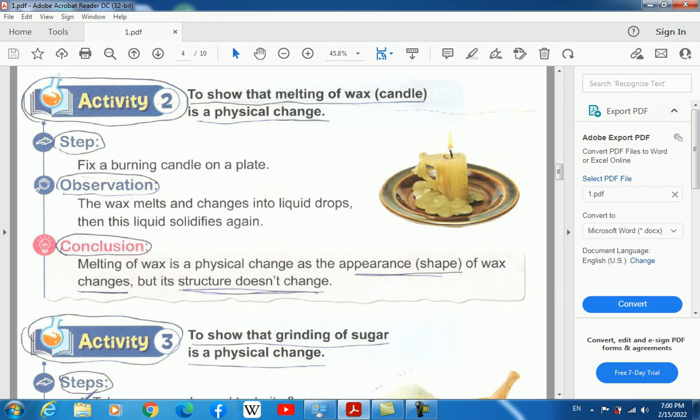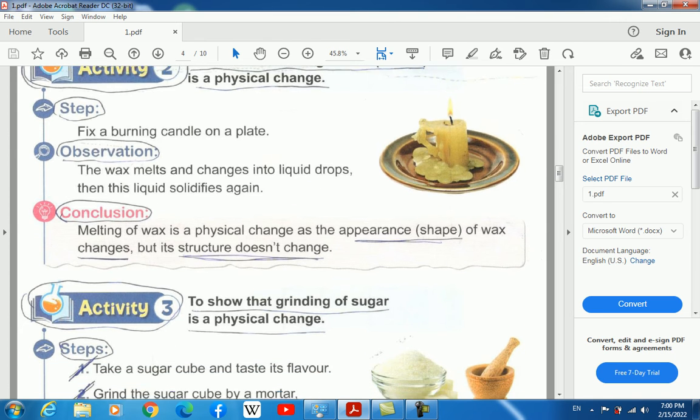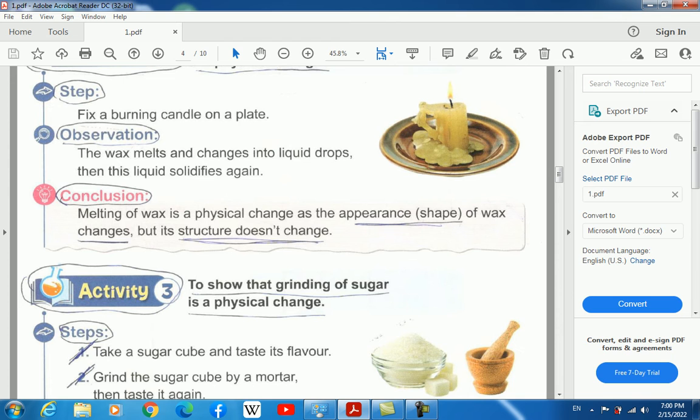Let's do another activity. Activity 2, this time to show that melting of wax, which is a candle, is a physical change. So, what are the steps? Just one step. Fix a burning candle on a plate. What will happen? The wax melts, and what happens else? It changes into liquid drops. Then this liquid solidifies again. This means it becomes solid again.